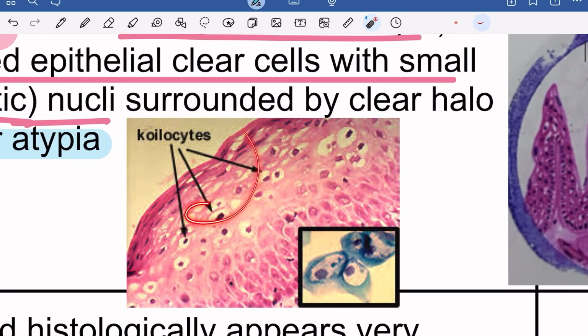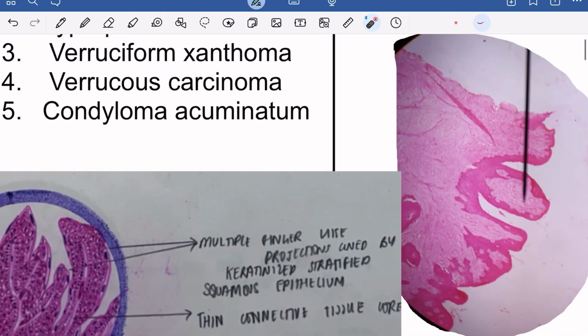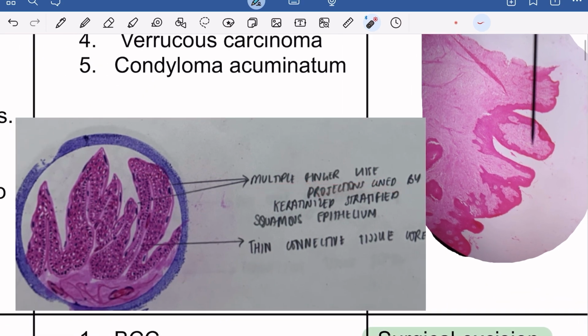Here we can see the koilocytes, pyknotic nuclei surrounded by a clear halo. Then these are the fibrovascular connective tissue core in a finger-like projection. Multiple finger-like projections lined by keratinized stratified epithelium.